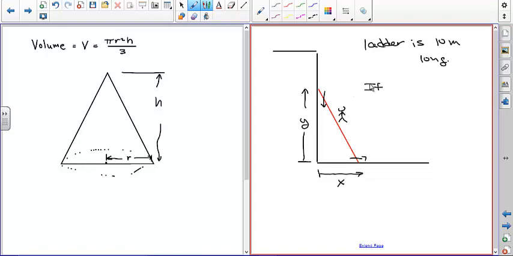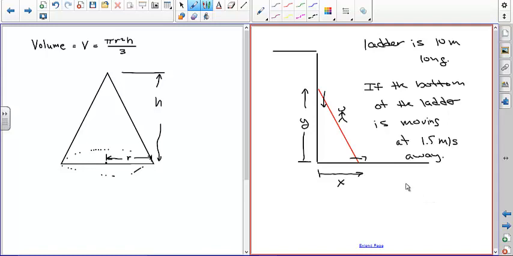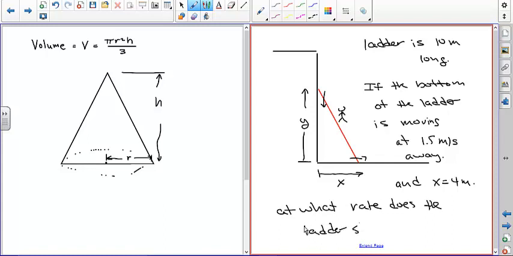So if the bottom of the ladder is moving at 1.5 meters per second away, and x is equal to 4 meters, at what rate does the ladder slide down the building? So that's the problem.